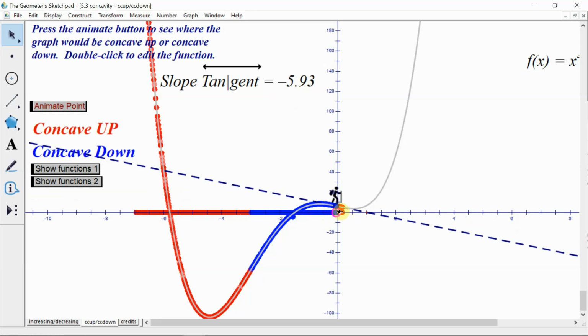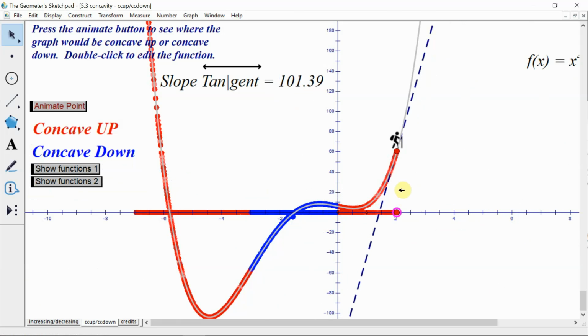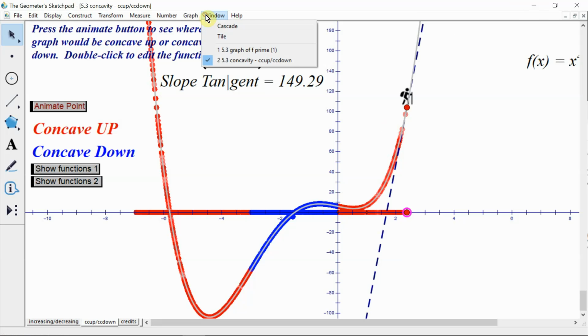Like the function is tipping, I'm sorry, the line here is tipping down, and now it is tipping up. So you cannot make concavity synonymous with the function increasing or decreasing. It could be either. And so don't overgeneralize that.